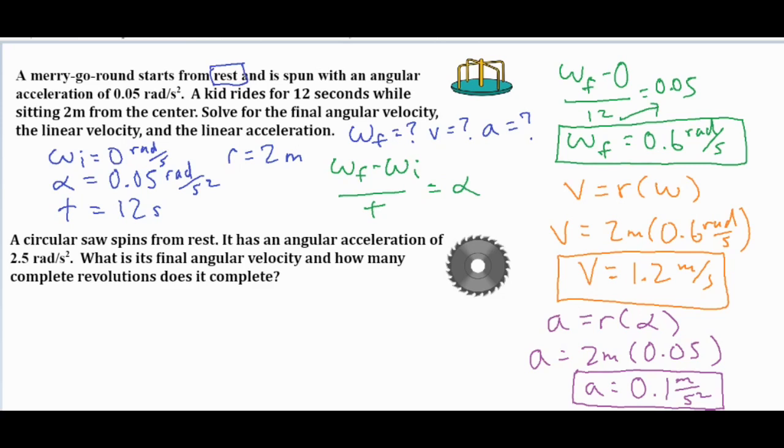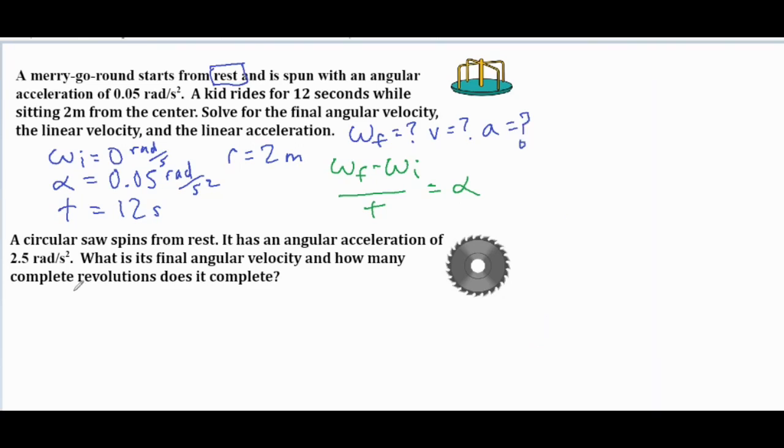Now let's take a look at our second one. It says a circular saw spins from rest. It has an angular acceleration of 2.5 radians per second squared. What is its final angular velocity, and how many complete revolutions does it complete? So let's go ahead and clear some space before we solve this second problem.